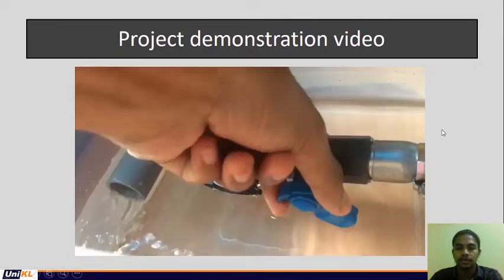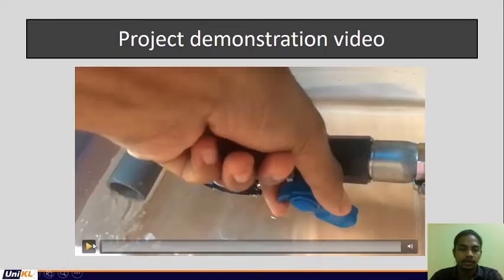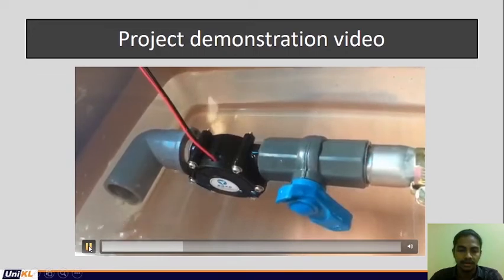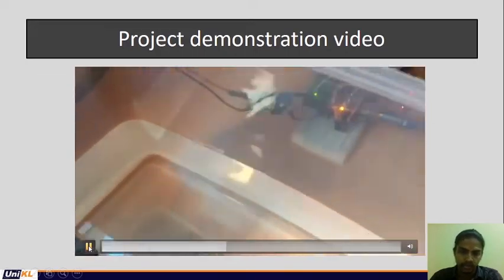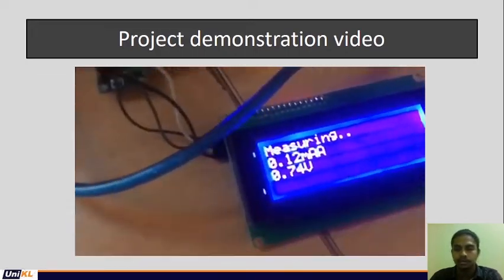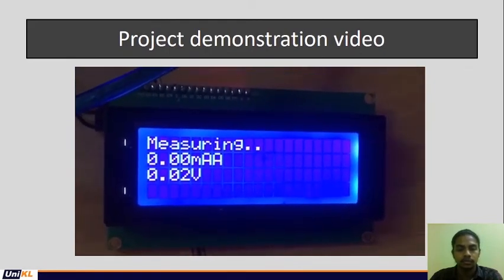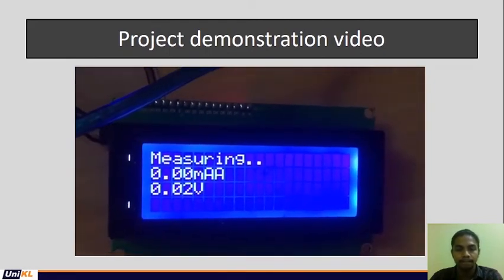So the next video is we will adjust the speed of the water. So we adjust the speed of the water to see whether the current reduces or not. So right now the current reduced from 0.12 to 0 milliampere.